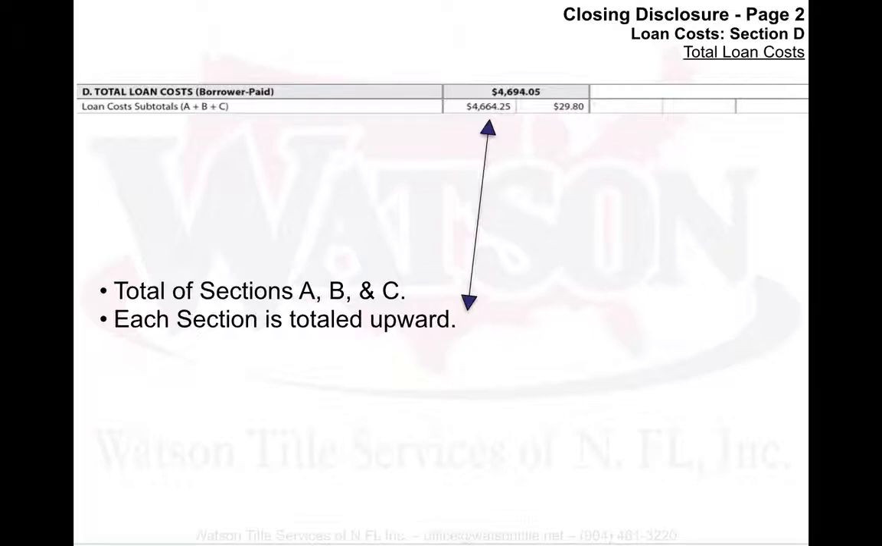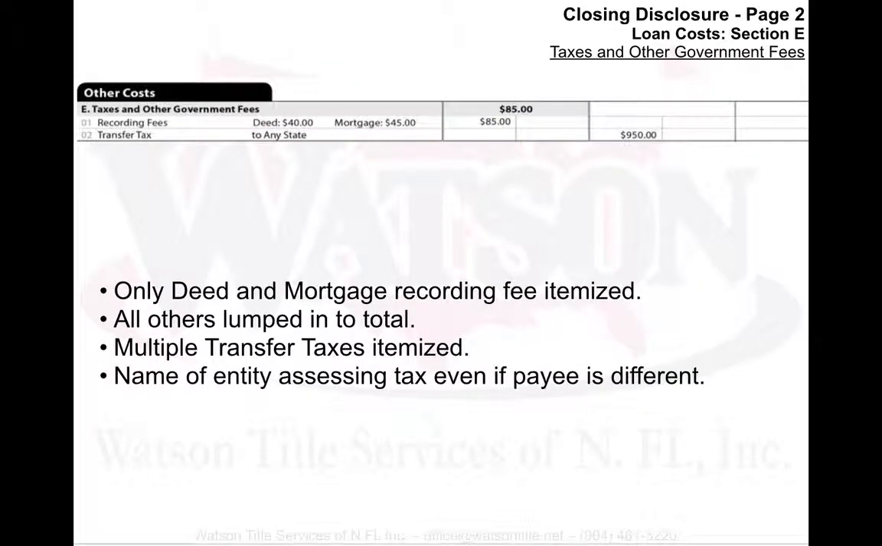Next, in section E, are taxes and government fees. This is where you will find your recording fees and transfer fees. Any fee or tax that is required to get documents from the closing on record. There are some interesting items here that should get your attention. Only the deed and recording fees will be itemized. All other fees will be totaled in the columns, but not itemized. Transfer taxes will be itemized with the entity that is assessing the tax, even if the payee is different.